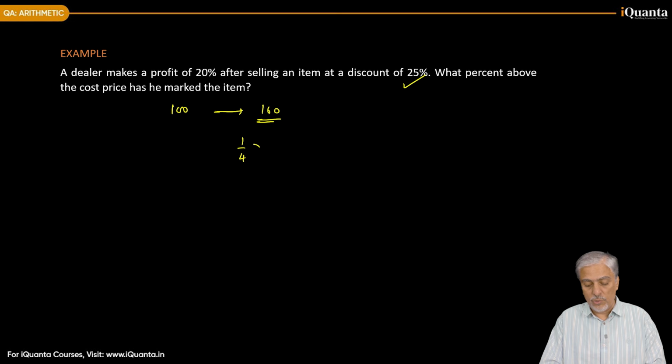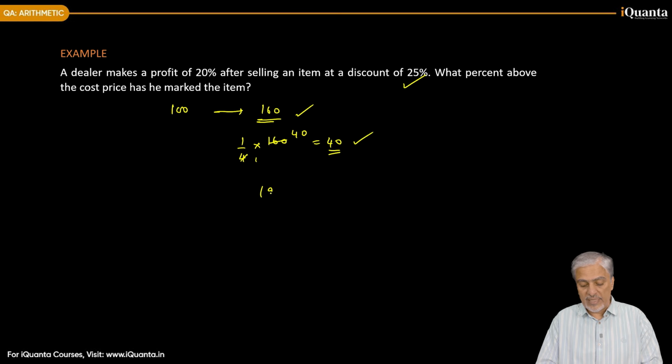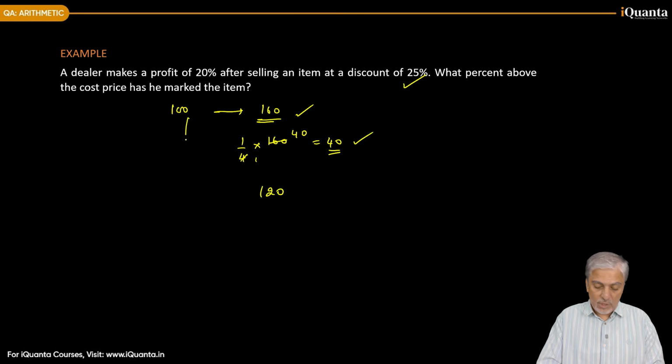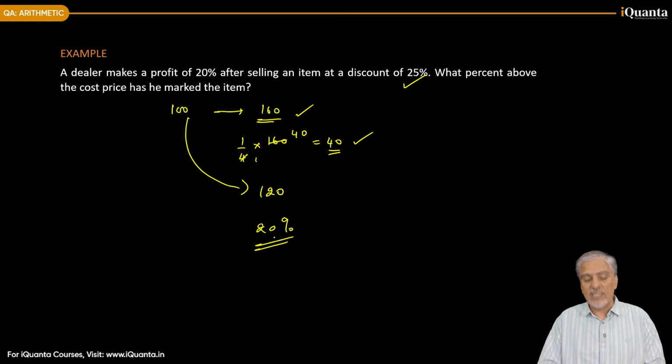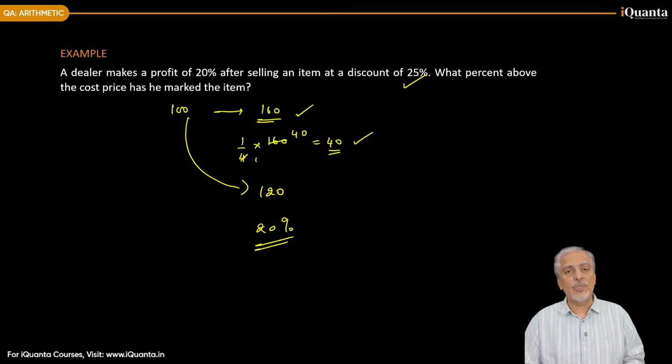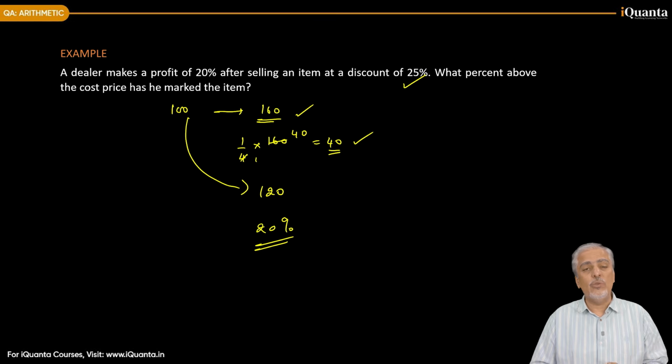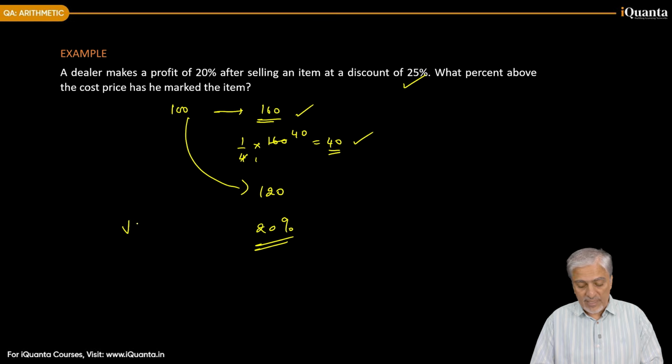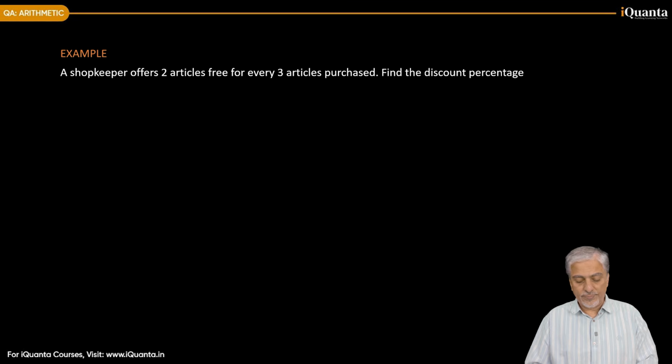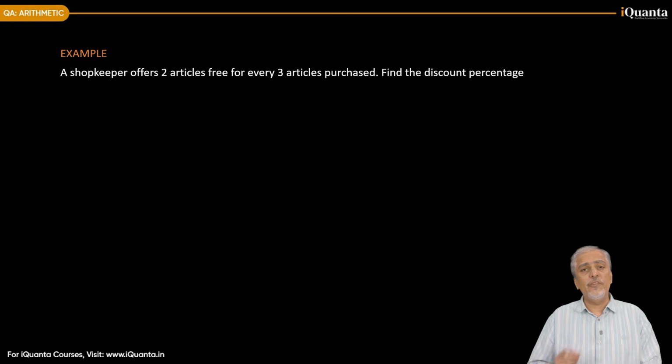25 is 1 by 4. So 1 by 4 of 160 is 40, I'm giving you 40 rupees discount. On 160, if I give you 40 rupees discount, I'm selling for 120. What is my profit? It is 20%, which means my answer was correct. Obviously, we've done the question properly. Please go through the video very carefully. This is a very important concept. Okay, let's go ahead. Now we come to the topic of freebies.